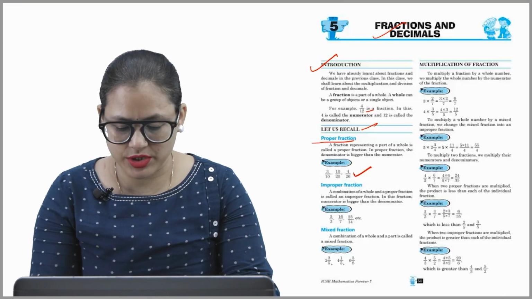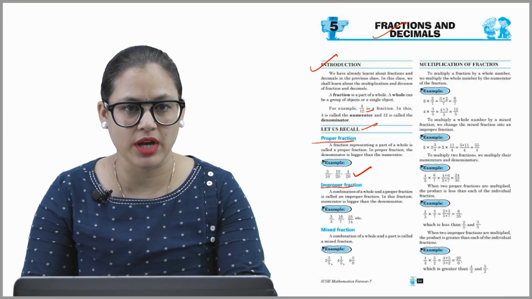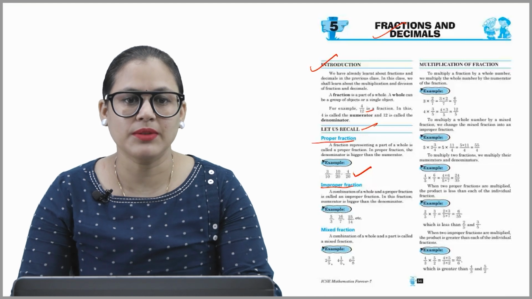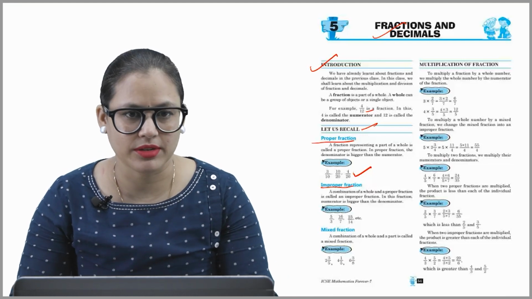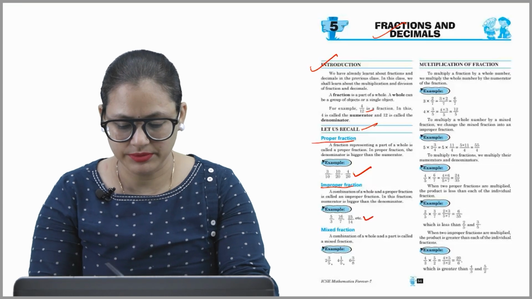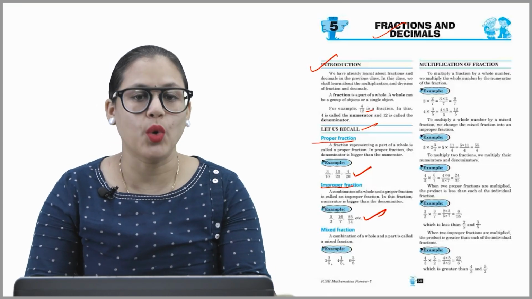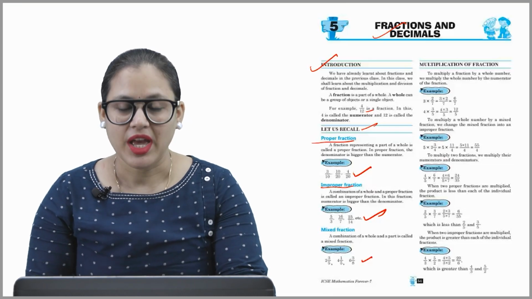Next is improper fraction. A combination of a whole and a proper fraction is called an improper fraction. In this fraction, the numerator is bigger than the denominator, okay? For example, all these are improper fractions. Mixed fraction, a combination of a whole and a part is called a mixed fraction. For example, all these are mixed fractions, okay?